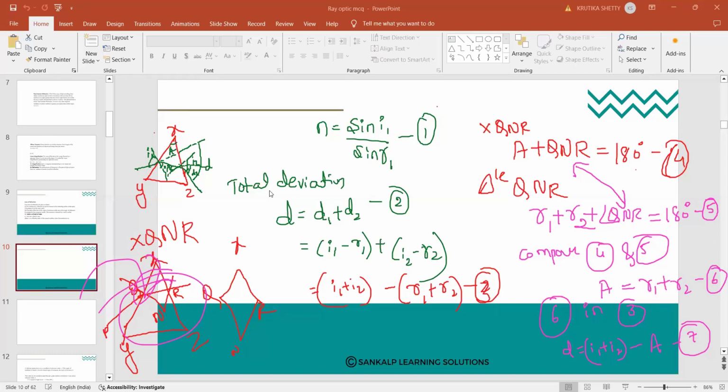First, total deviation d is equal to d1 plus d2. From the figure, we take the d1 and d2 values and group the terms, and equation 3 comes. Then consider the quadrilateral, then consider the triangle. If you compare both equations 6 and 7, we are here. Okay, so now let us go for the next steps.